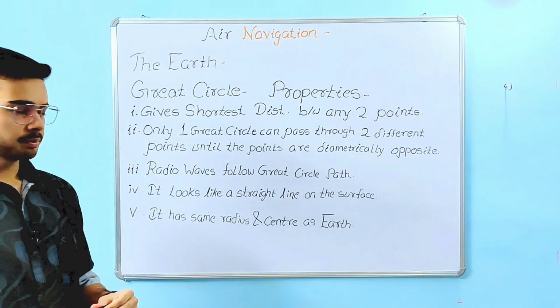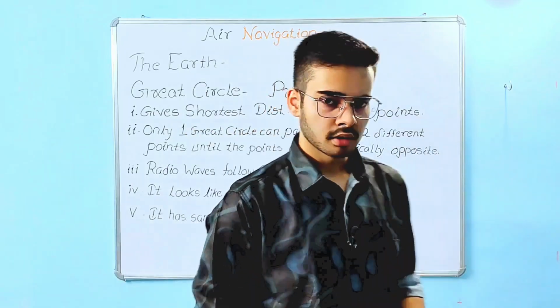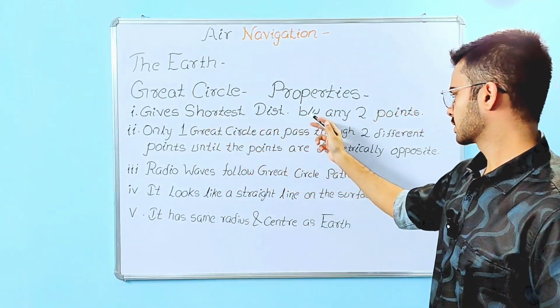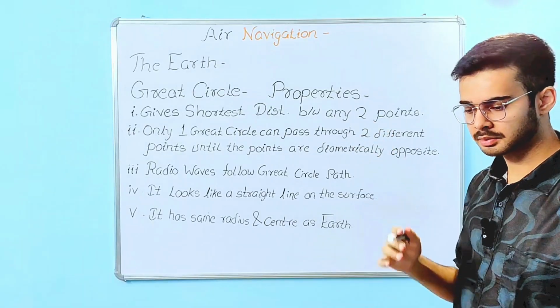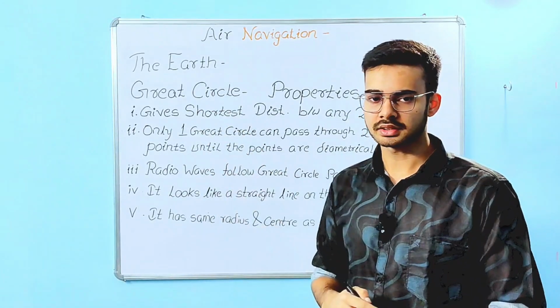So these are the 5 properties about it. The last 2 are very basic or simple, but the first 3 are important to remember. First, it gives the shortest distance between any 2 points. That's the most important and most practical reason why we study great circle.